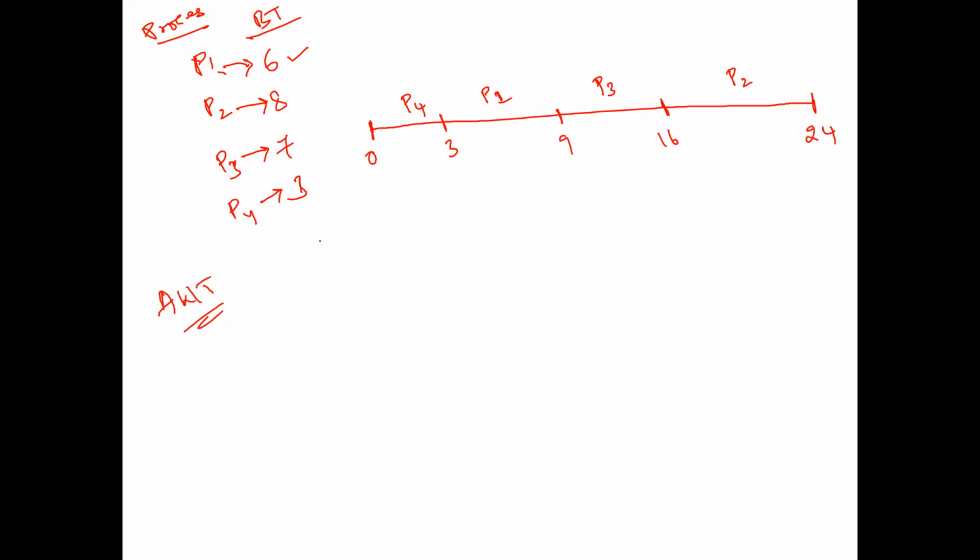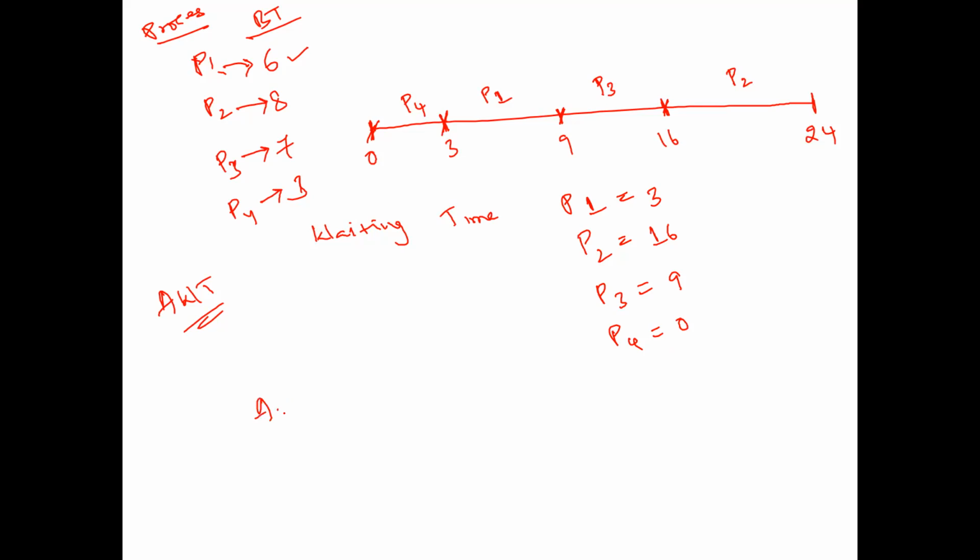Okay, now calculate the waiting time for each and every process. What is the waiting time for P1? P1 has waited till 3 units of time, so the waiting time for P1 is 3. Coming to P2, it has waited up to 16 units of time. P3 has a waiting time of 9 units of time. P4 started first, so it has not waited at all. Its waiting time is 0.